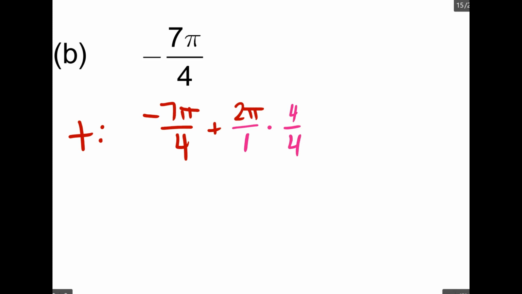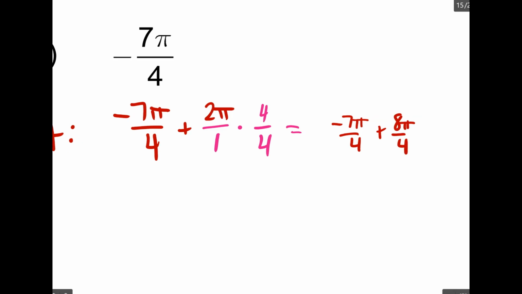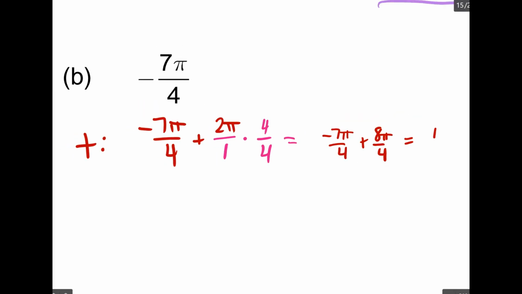How would I finish this one? Zach, how would I start this for positive? Plus 2 pi, negative 7 pi over 4 plus 2 pi around 1. And then you have to multiply 4 over 4, which would be negative 7 pi plus 8 pi over 4. Negative 7 pi over 4 plus 8 pi over 4. So what do I get here, Zach? Pi over 4, perfect.